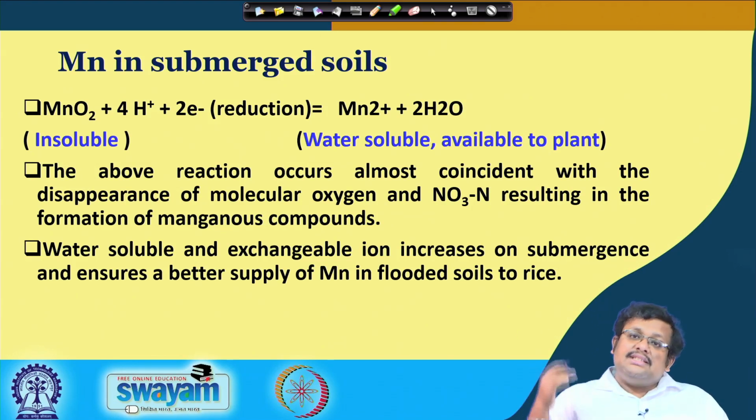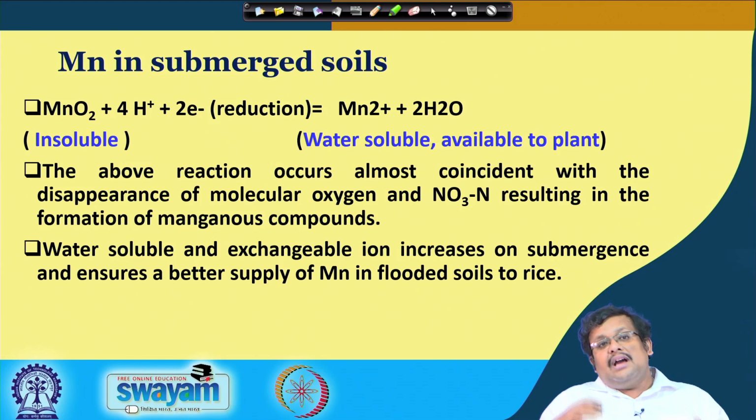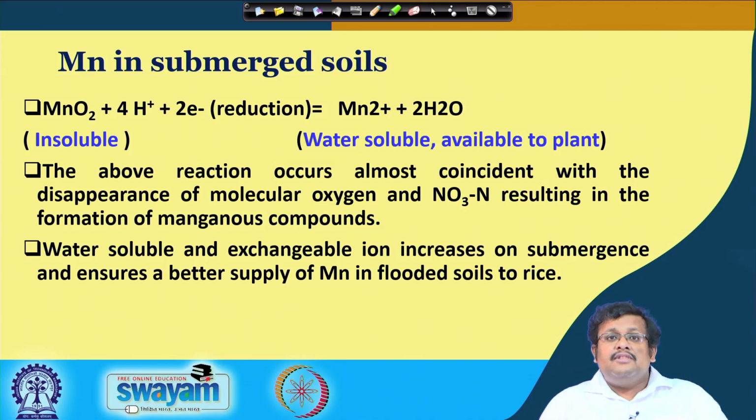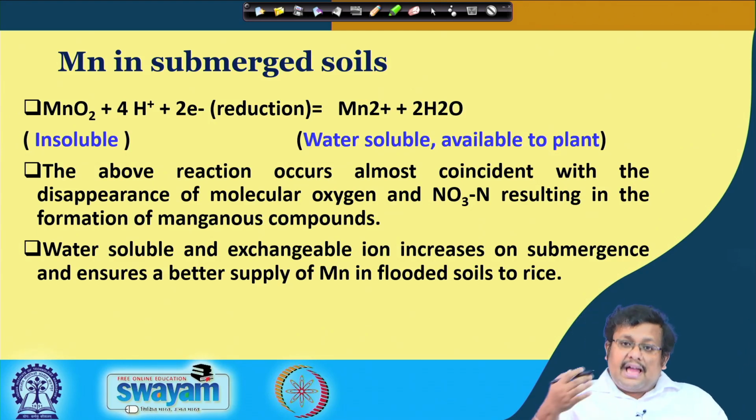So, when the oxygen gets depleted due to the submerged condition, and nitrate nitrogen is getting utilized by the microbes which are present in the anaerobic condition or facultative anaerobes, then the manganese oxide MnO2, or manganese dioxide, basically converts to manganese compounds, that is Mn2+. Now, water soluble and exchangeable manganese increases on submergence and ensures a better supply of manganese in a flooded soil to rice. So, in case of flooded condition, the availability of manganese increases.